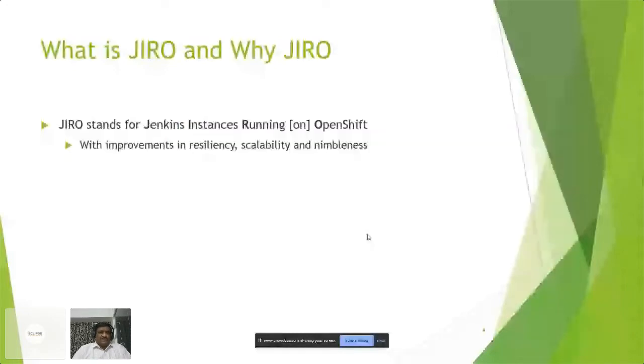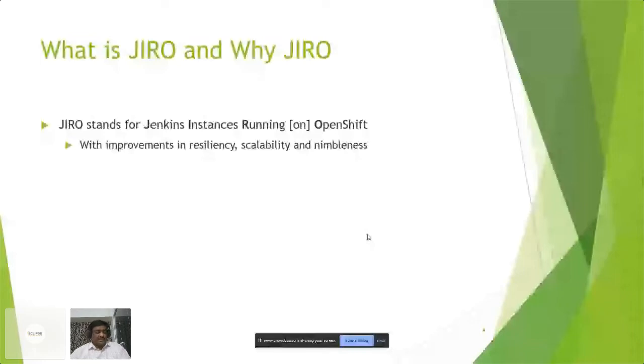Okay, JIRO stands for Jenkins instance running on OpenShift. OpenShift is a private cloud platform developed by Red Hat. It runs on-premises cloud architecture. Basically, you can add multiple machines to the OpenShift cluster, and each Jenkins job creates its own pod, and the job runs on top of that particular pod. For this pod, you can specify your own custom Docker image as well.